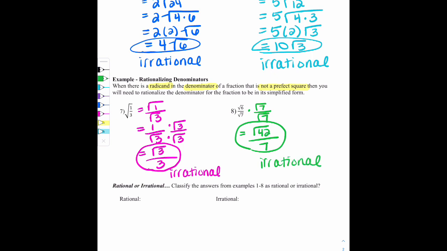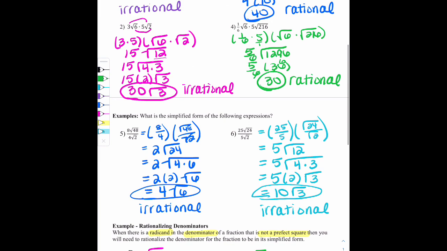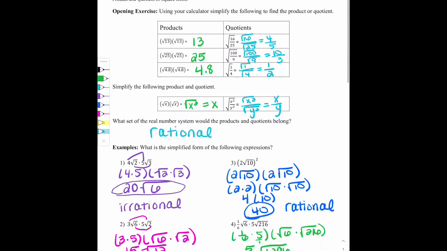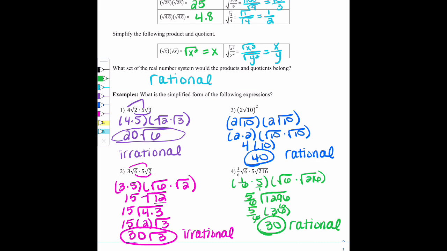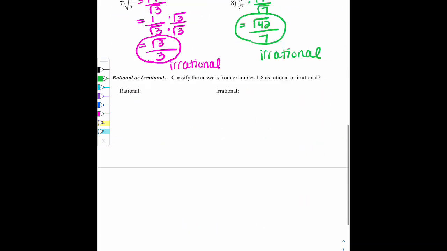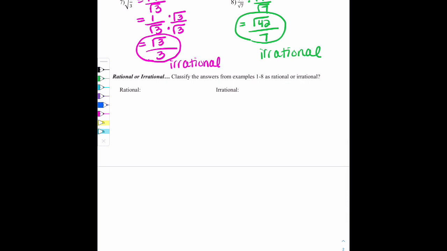So in the last part, I did this along with you in this note since you were watching the video version of this lesson. So it said classify the answers from example 1 through 8 as rational or irrational. So we've been doing that along the way. If we go back and take a look at rational, we had only 2 responses, I believe, that were rational. And that was number 3 and number 4 there. We got a 40 and a 30. So we will go back and add this to our response. Our rational numbers were number 3 and 4. And then for irrational, it was everything else. We had 1, 2, 5, 6, 7, and 8.